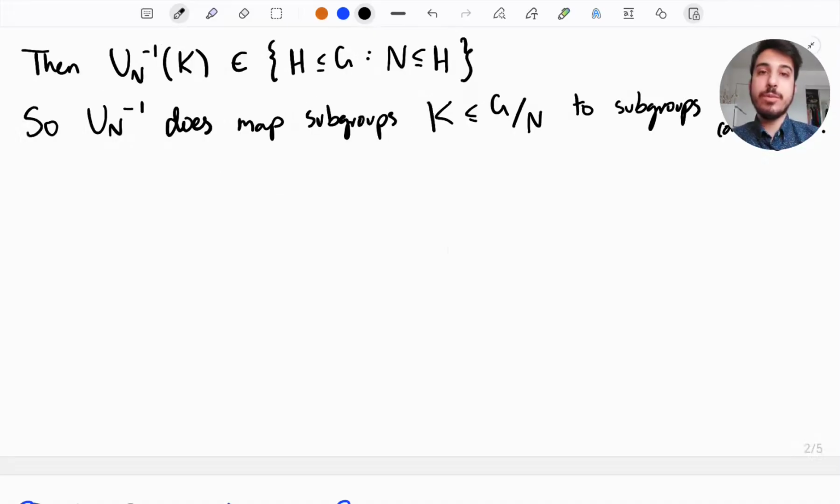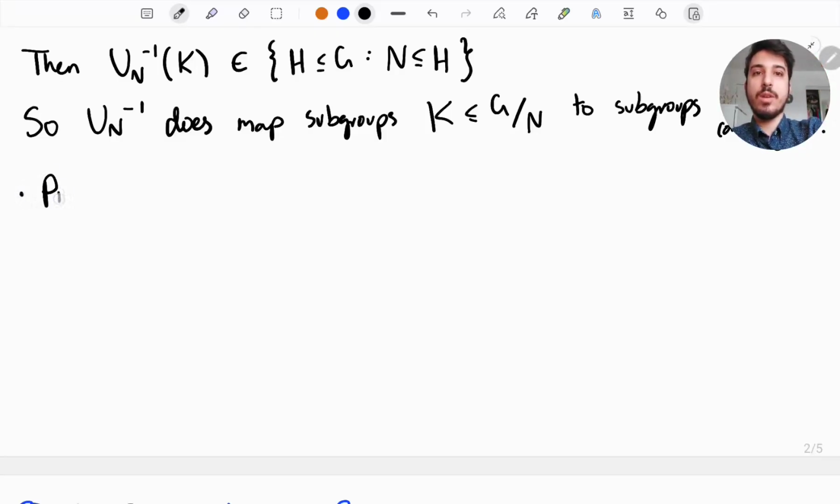Now that we have proved that u_N and the inverse map of u_N are both well defined, it is time to prove that it is a bijection. Disclaimer, I'm not going to prove the whole thing, I'm going to prove half of it. The other half I will leave to you as an exercise because it is mostly an exercise in discrete mathematics, in set theory, more than group theory.